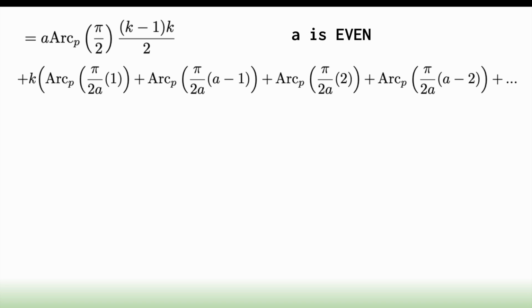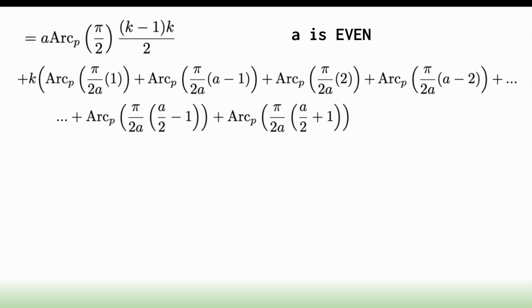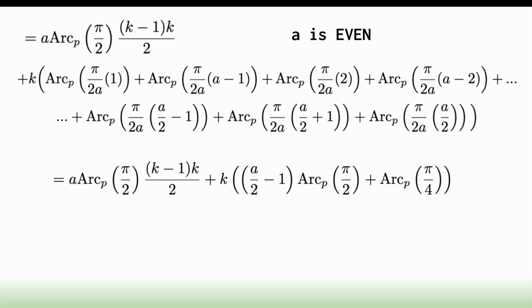We'll go as we did with the first and last, second and second to last, and keep adding until we get to the one right before and after a over 2. Then finally, the a over 2th term. So using the complementary angle identity, we now have a over 2 minus 1 arc pi over 2's plus the final term, which simplifies to arc of pi over 4.